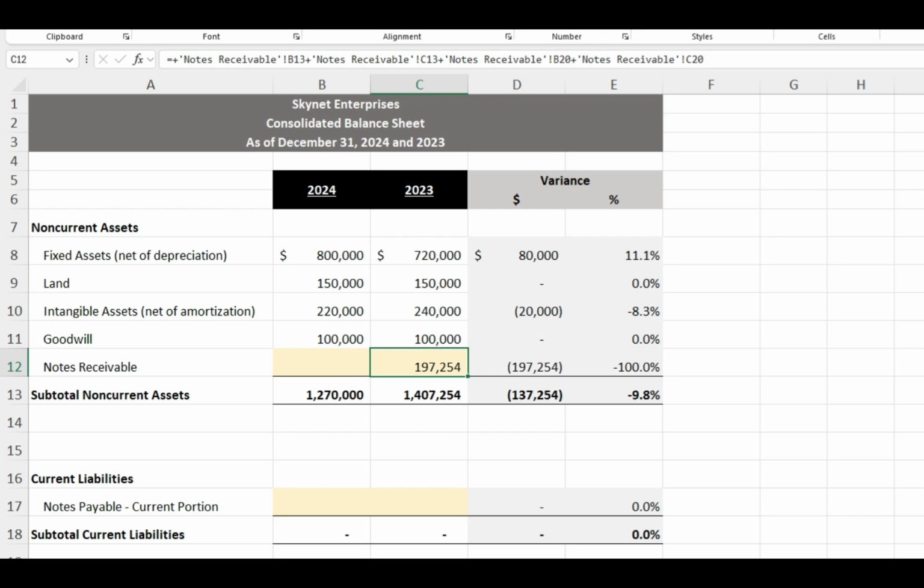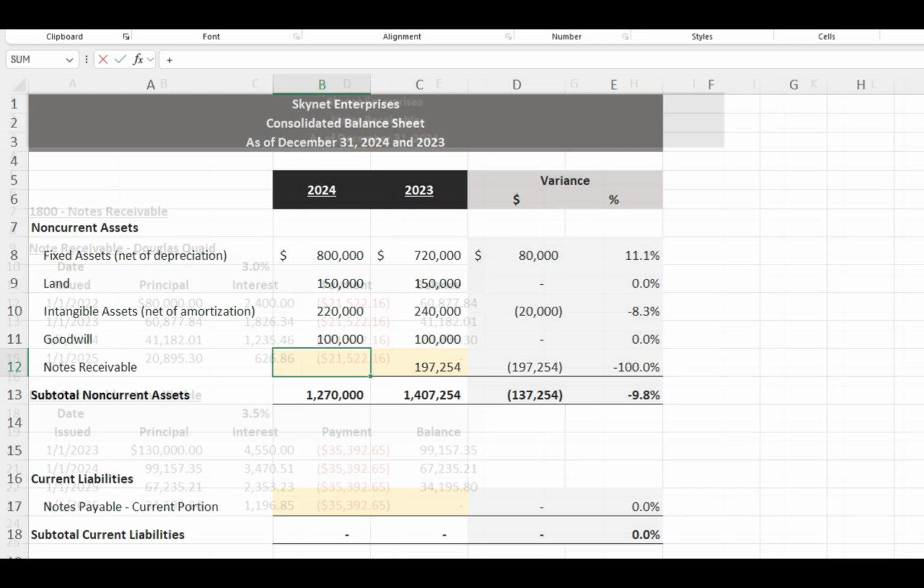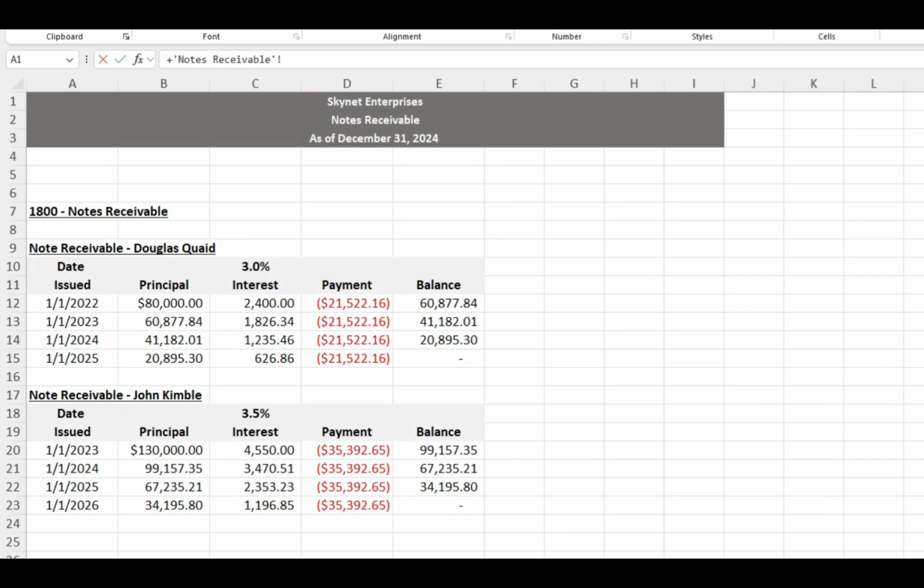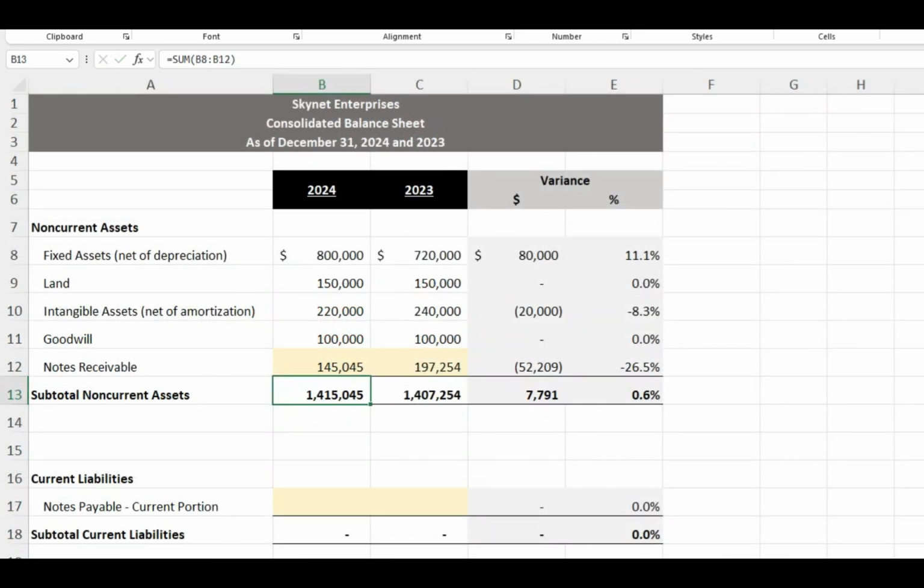So let's do 2024 as well. So 2024, I'm going to grab the principal, I'm going to grab the interest. For Douglas Quaid, I'm going to do the same thing for John Kimball. All right, that's my note receivable. That's including the principal that we're still going to collect, plus the interest that is accrued. So that is notes receivable.